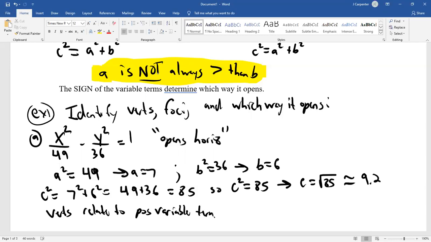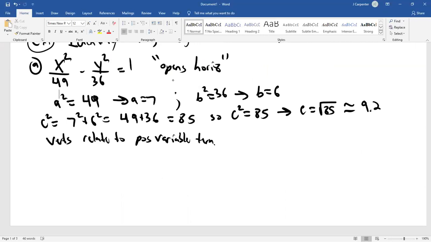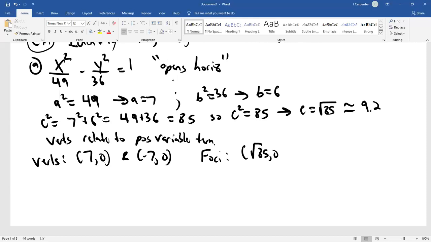Again, and we mentioned that earlier, the vertices will relate to the positive variable term, just like the foci relate to the positive variable term. So your vertices, that was the 7. Remember, we're going left and right 7. So it would be (7, 0) and (-7, 0). Your foci would be (square root of 85, 0) and (negative square root of 85, 0).